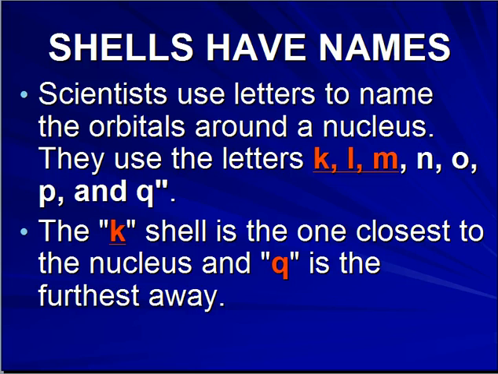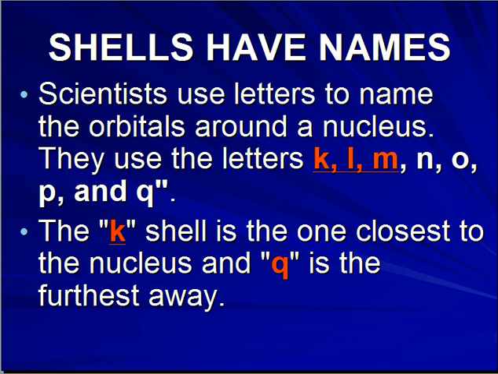So a common question I get is, first of all, why do they start with K? I'm not sure. They just did start with K. I'm sure there's a logical reason for it somewhere; I'm just not familiar with it. Another common question is, do we have to stop with Q? Well, right now, all the elements that have been discovered stop with Q.